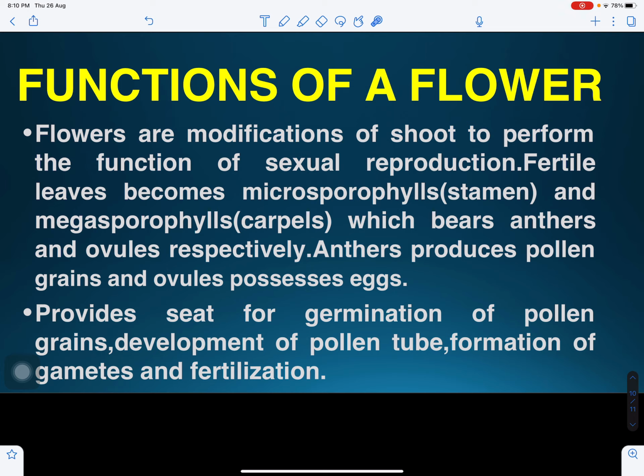And as we discussed, on the stigma, pollen grains germinate, they will form pollen tube, and then ultimately formation of male gamete, and ovule will have the female gamete and fertilization will take place. This formation of the male gametophyte, formation of female gametophyte, what is the structure of stamen in detail, we'll discuss in the next video.